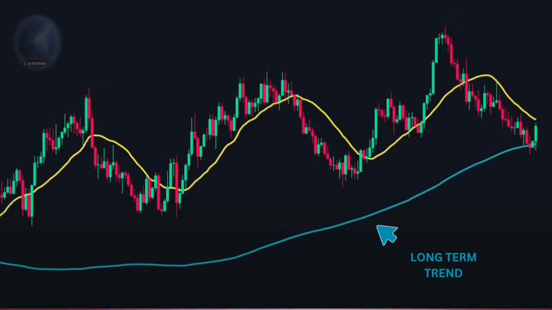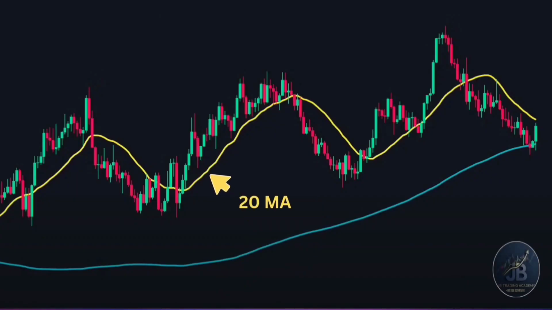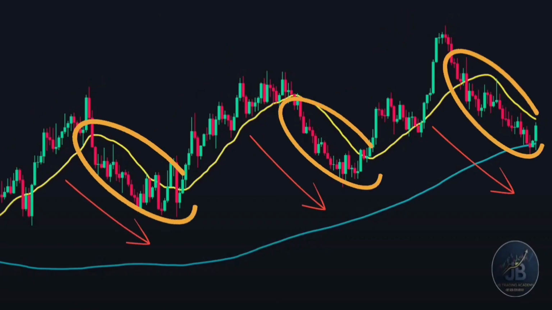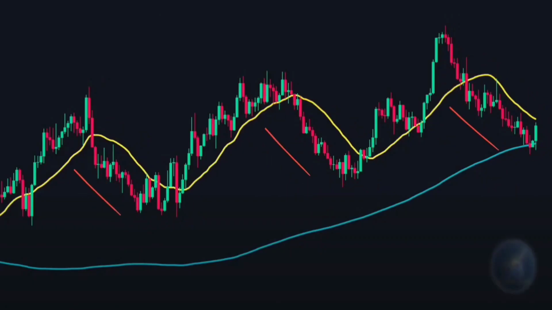Now, let's completely remove the 20 MA. If we only focus on the 200 MA for a moment, we can say that during these periods, the price was above the moving average, which indicates that the price is in an uptrend. Similarly, during these periods, the price was below the moving average, which indicates the price was in a downtrend.